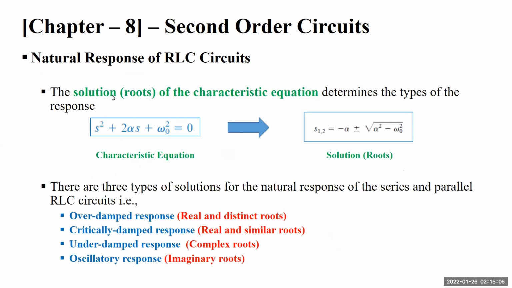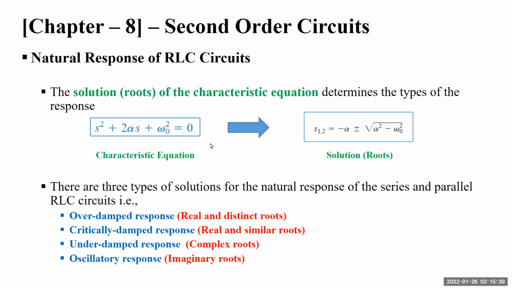So we see that the solution of the differential equation, or the characteristic equation which we saw in our previous lecture, s square plus 2as plus omega naught square, is a quadratic equation. It has two roots, s1 and s2, and these two roots are the solution for this characteristic equation. This solution basically determines the type of the response for our RLC or second order circuits.